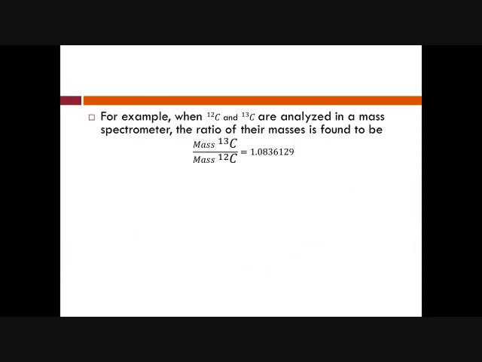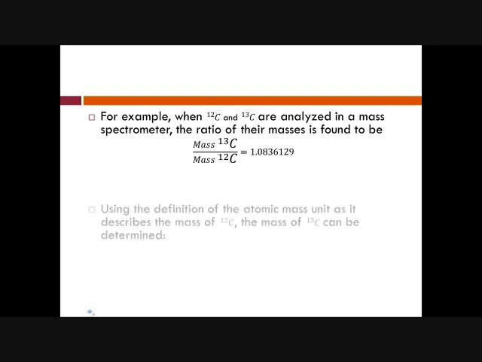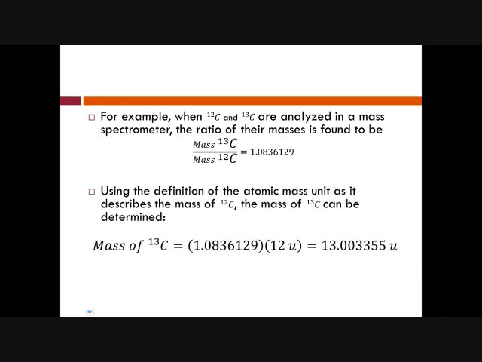So with this, they've analyzed carbon. For example, we have isotopes carbon-12 and carbon-13 analyzed. The ratio of your masses was found to be 1.08 with more decimals. Using the definition of atomic mass unit, the mass of carbon-12, what we did to find the mass of carbon-13 was you can take 12 atomic mass units times this ratio number, and that gives you the atomic mass of the isotope of carbon-13. Okay? The masses of other atoms can be determined in a similar fashion.